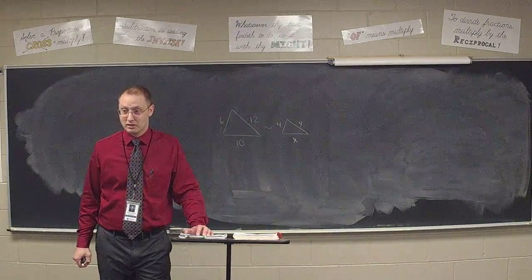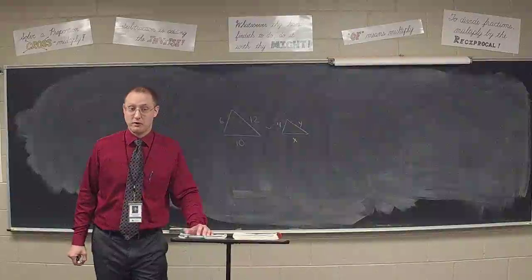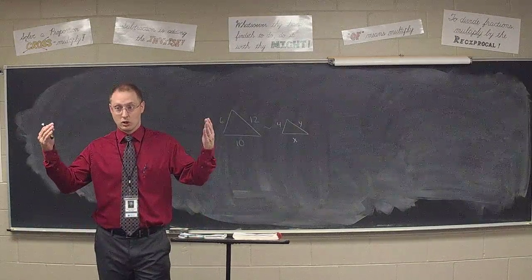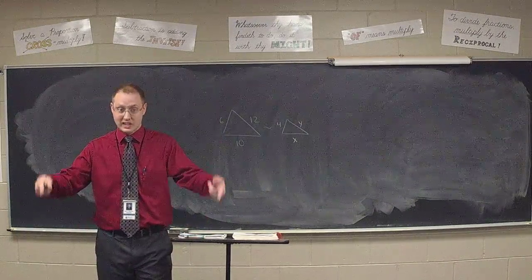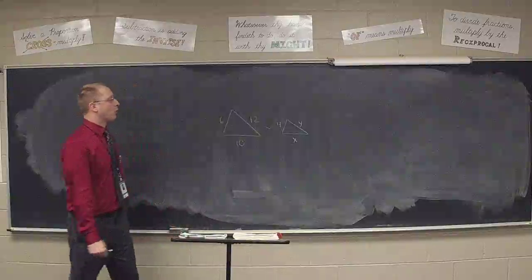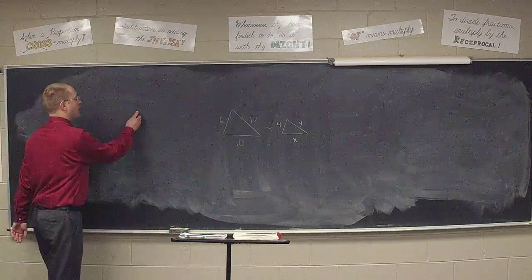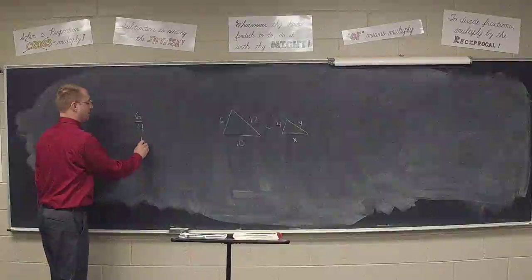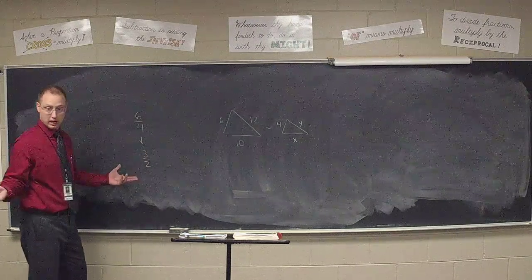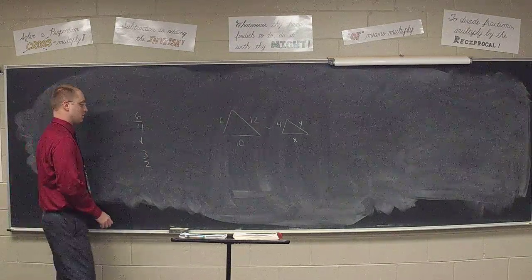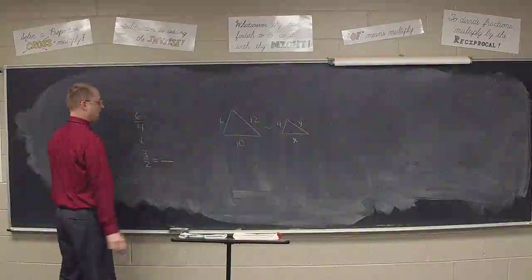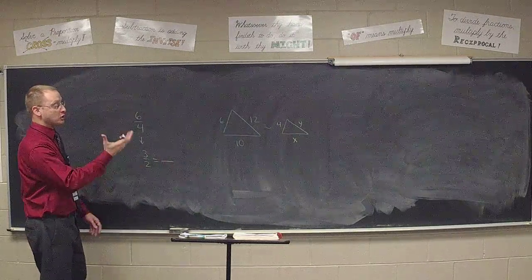What is the ratio of any two corresponding sides in similar polygons? Well, there's only one set of corresponding sides I know: 6 to 4. That's the ratio of similitude, or better yet, let's go 3 to 2. Right? That's the ratio of similitude. And then from there, that will have to be the ratio of any other two corresponding sides.